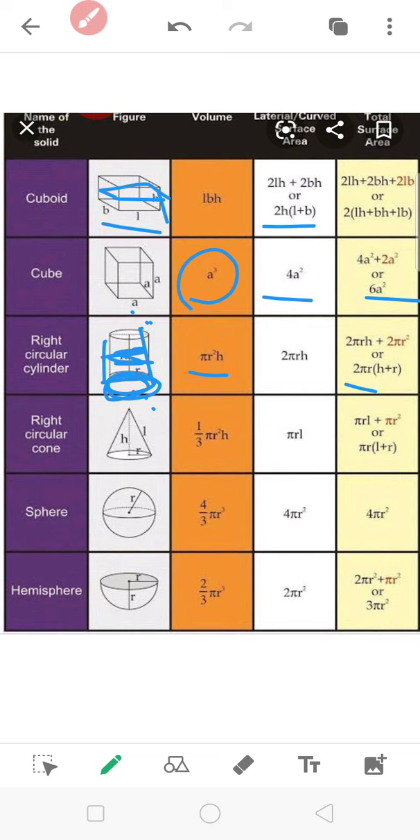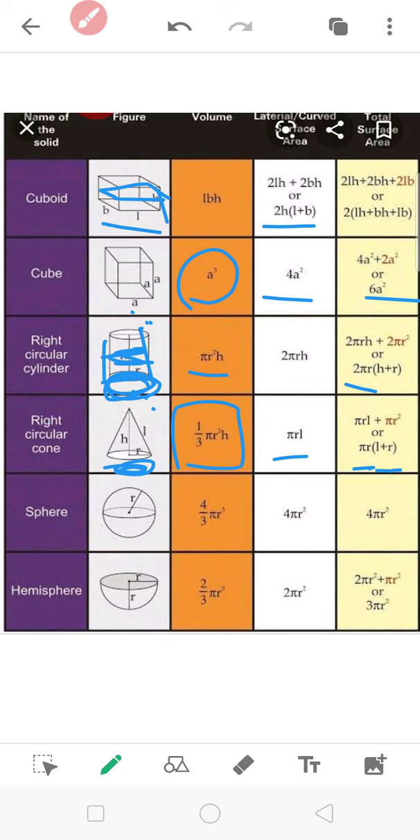And right circular cone: here the volume is 1 by 3 pi r square h. How did we get that? It is 1/3 of the cylinder. The cylinder volume is pi r square h, so 1/3 of the cylinder is the cone. So 1/3 of pi r square h is the volume of the cone. And the lateral surface area, that means curved surface area, is pi r L. The total surface area is pi r L plus the base pi r squared. Add together, take pi r common, so L plus r comes inside the bracket.